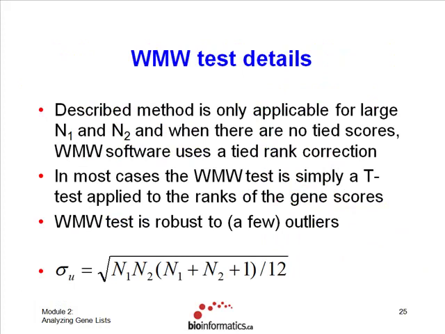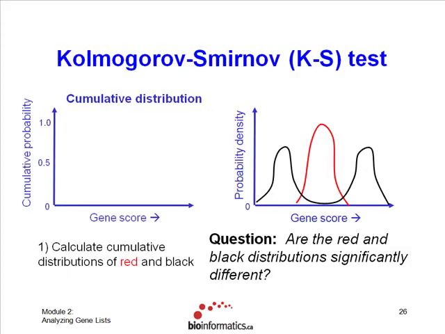So for the method I described, this t-test on ranks is only appropriate when the black and red sets are sufficiently large and there are no tied scores. But most of this WMW software, if you use R, has what's called a tied rank correction and does the right thing when the sets are small enough. Okay, and it's robust to a few outliers. So that's the WMW test. Any questions about that?